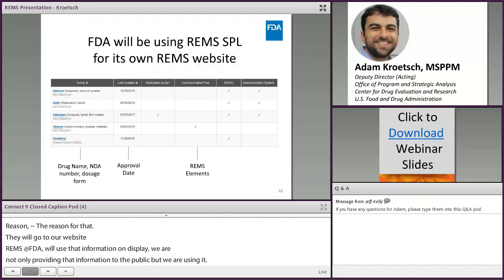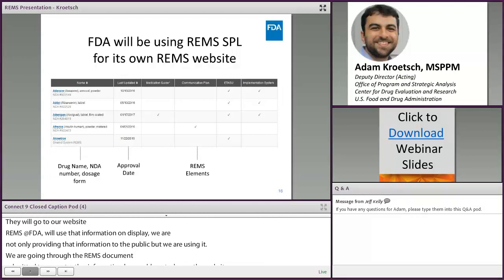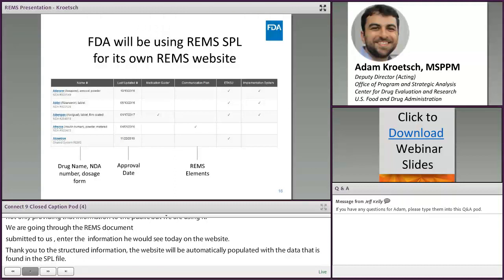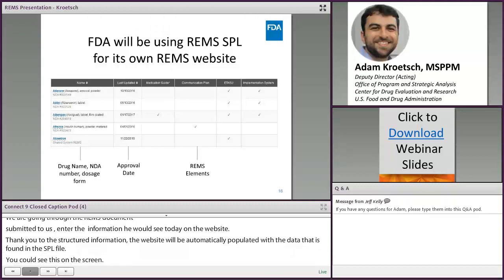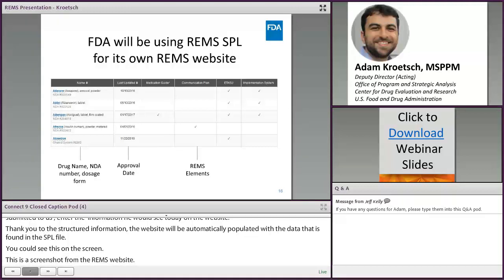But thanks to the structured information found in SPL, the website will now be automatically populated with the data that's found in that SPL file. And you can see that on the screen here. This is a screenshot from our REMS@FDA website, and we publish for each REMS a lot of details about each REMS program: the name of the drug, the NDA number, the dosage form, the approval date, the REMS elements, and then if you click on any of those REMS, you'll get much more detail about what is required of different participants in the REMS, what materials are attached to the REMS.